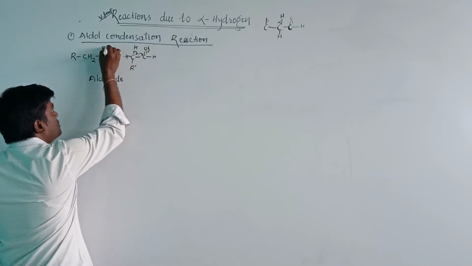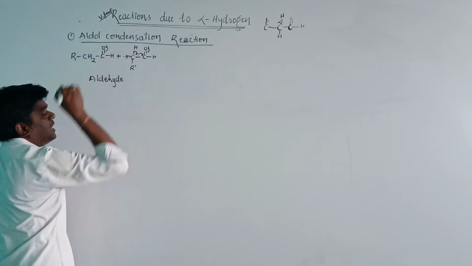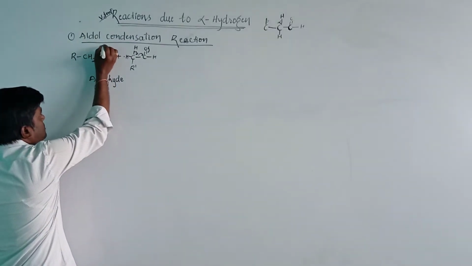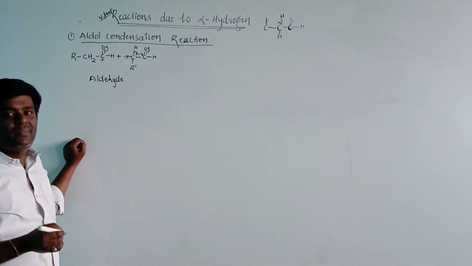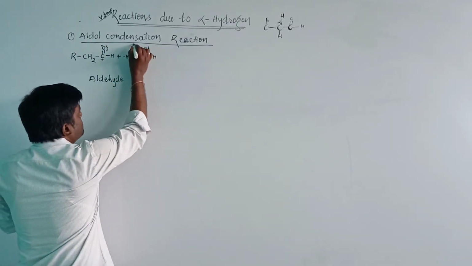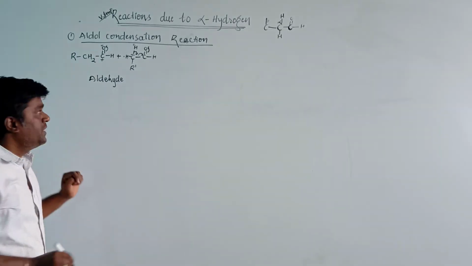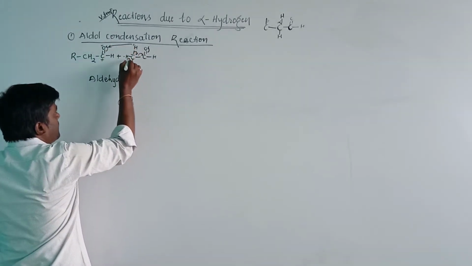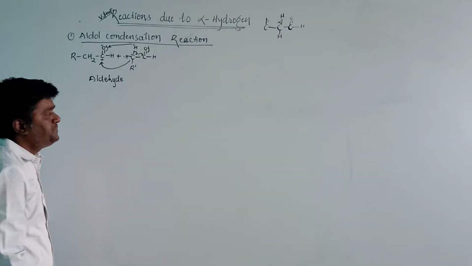Due to the delocalization of electrons, the oxygen gets a partial negative charge and the carbon gets a partial positive charge. Here the hydrogen is positive and this one acts as negative. The positive part attaches to the negative part here, and the negative part attaches to the positive part here.